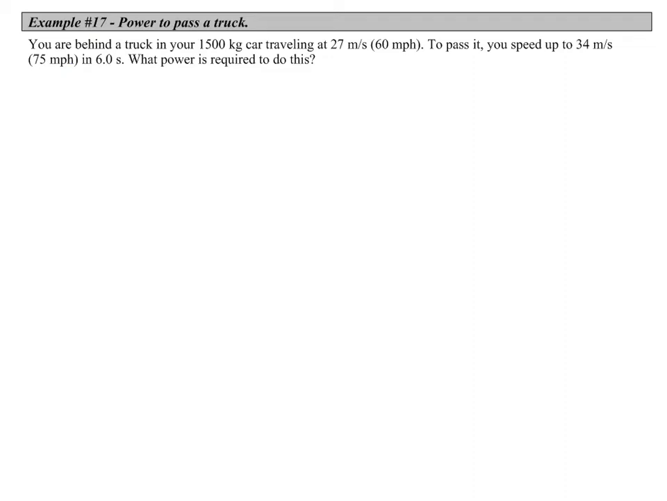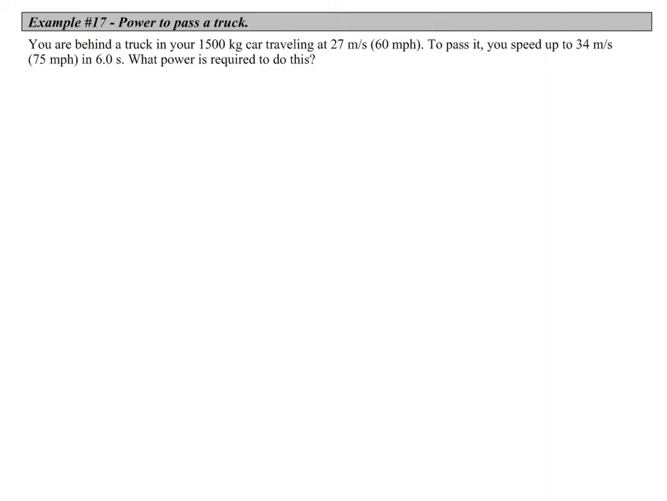So you're behind a truck in this example, in your 1,500 kilogram car, traveling at 27 meters per second, which is about 60 miles an hour. You want to pass the truck, so you speed up to 34 meters per second, which is about 75 miles per hour, and you do that in 6 seconds. We want to know the power required to do this.